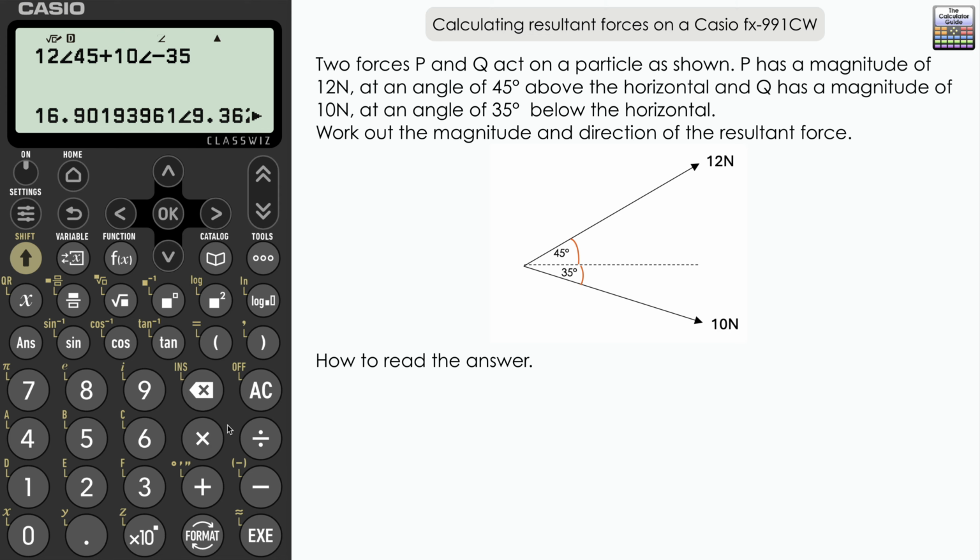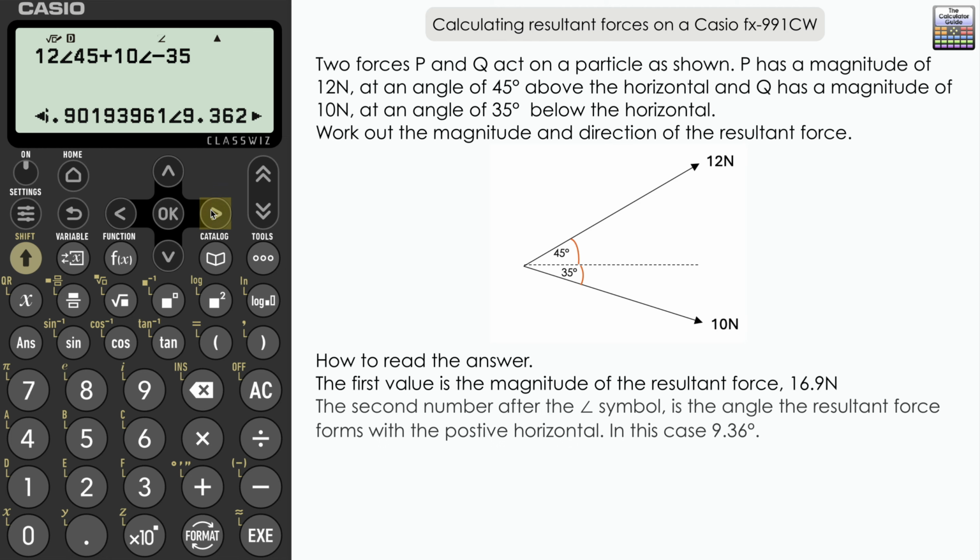And let's have a look how we would read this answer. So the first value that we have here, 16.9 and so on, is the magnitude of the force. So the magnitude is 16.9 newtons. And then the angle that we have here is the angle relative to the positive horizontal. So it's positive 9.36 degrees. So essentially it's 9.4 degrees above the horizontal x-axis or above the positive I vector.